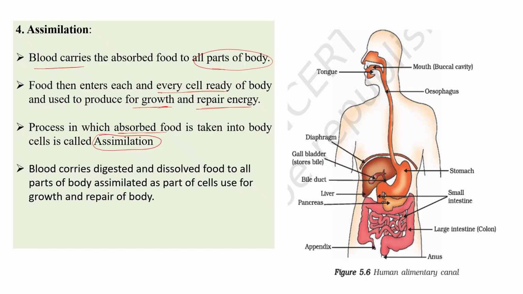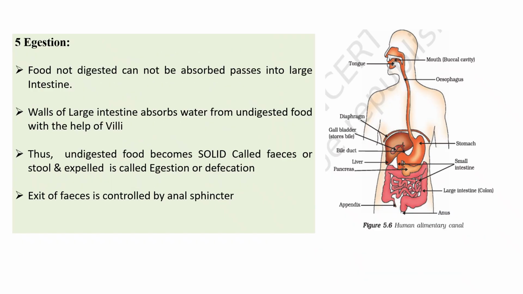Absorption is the entry of food crossing the walls, that is the cell linings, and entry into the blood, whereas assimilation is when the blood carries these absorbed food to all parts of the body into each and every cell, and in the cell they provide energy for growth and repair. So the blood carrying digested and dissolved food to all parts of the body is assimilation.